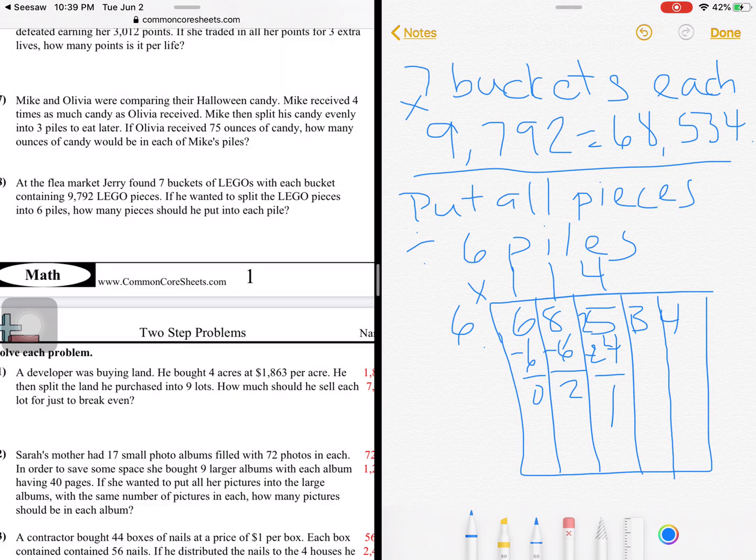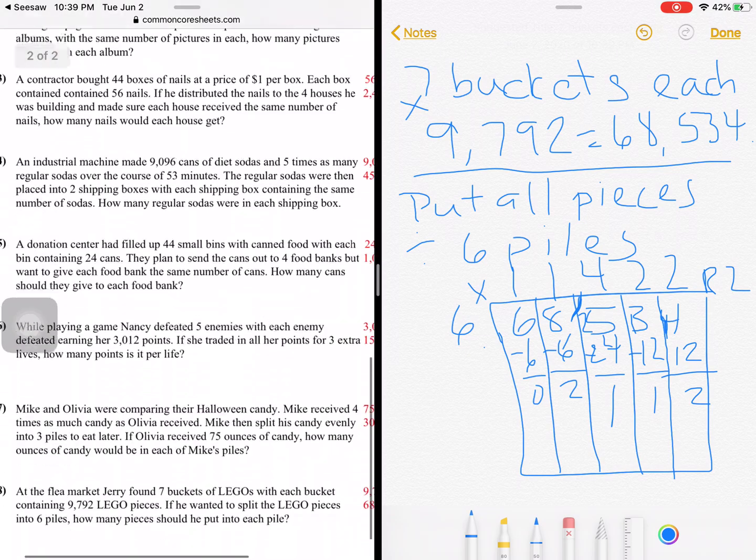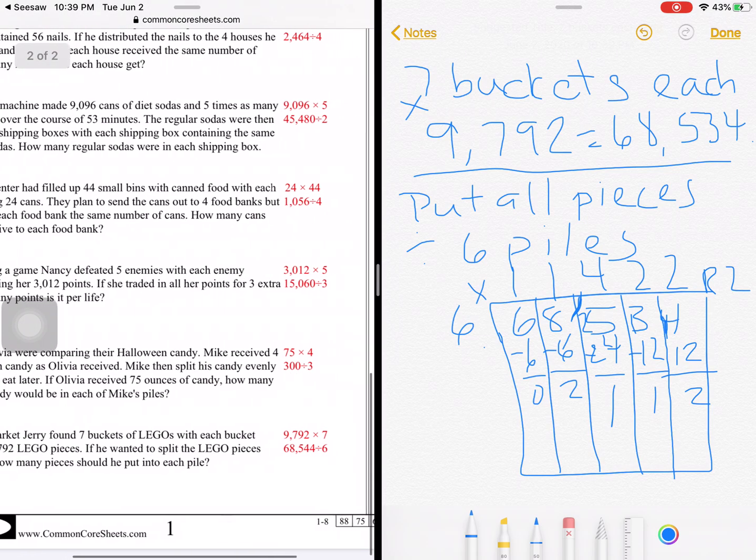So 6 times blank equals 13. 6, 12. So it's 2, take away 12, that leaves me 1 left. Oh, I'm going to regroup it and make that 14. So 6 times 2 again is 12. 14 minus 12 would be 2. So remainder 2. So he would have 11,422 in each pile. And I can scroll down to check my answer.